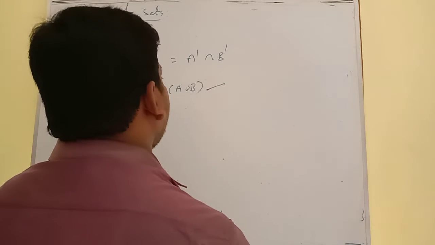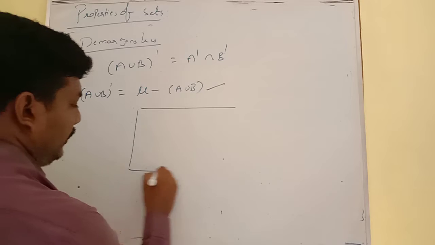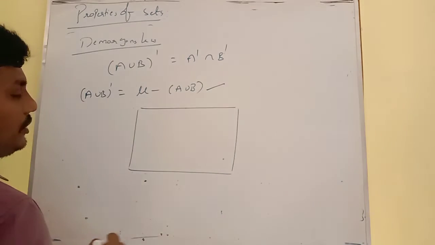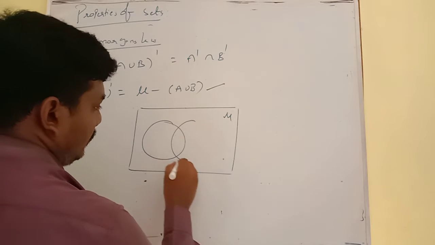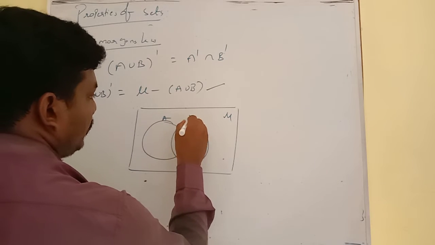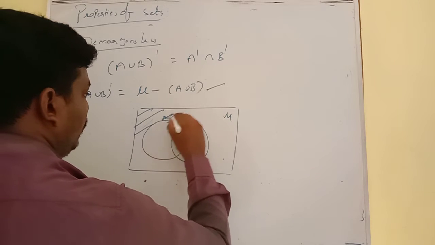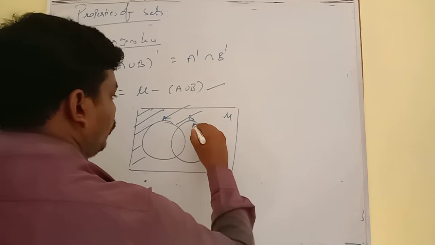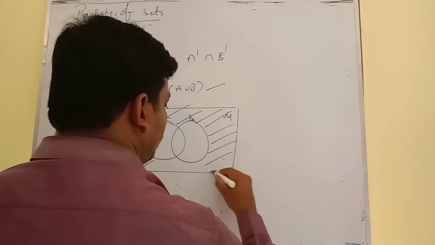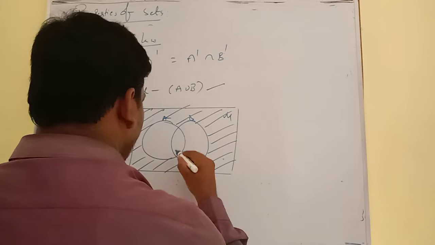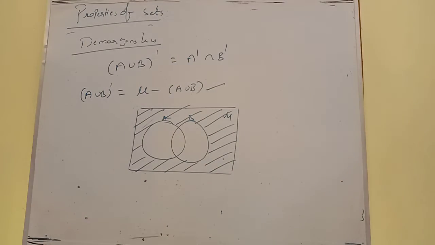Let me consider the Venn diagrammatic format. This is A union B whole dash. This is A and this is B. A union B whole dash is nothing but you have to shade the region without A union B.